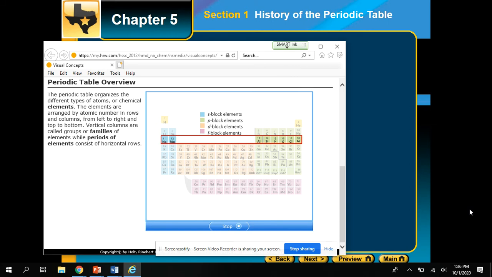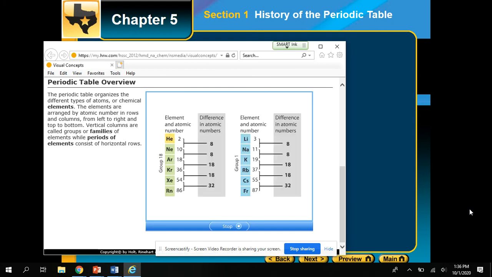The differences between elements in a period and elements in the next period are consistent between the groups. For example, if we look at the difference between elements in group 18 and in group 1, we see that the difference in atomic numbers is constant. 8, then 8, then 18, then 18, and then 32. This means that the atoms are consistently becoming larger by a set number of protons as you move from period to period.